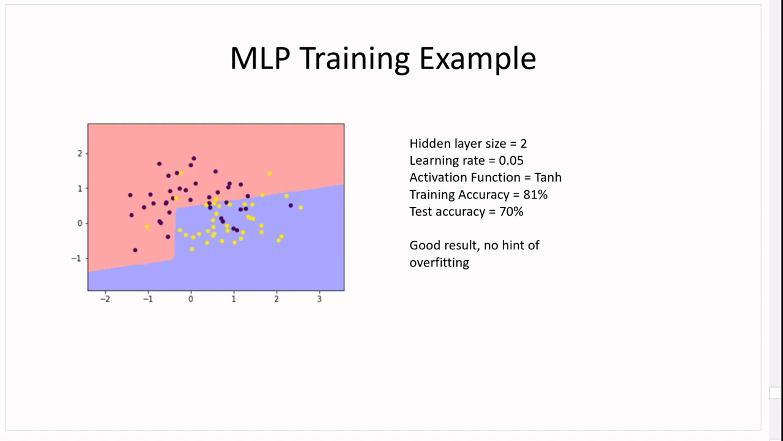Let's change the hidden layer to 2, keep everything else same. Again, with training accuracy 81%, test accuracy 70%. Looking at the boundary, we see results are good. There is no hint of overfitting.